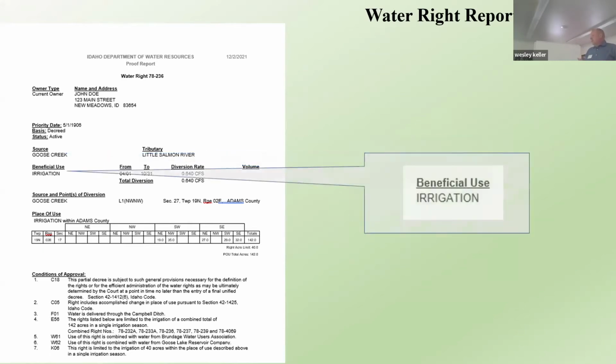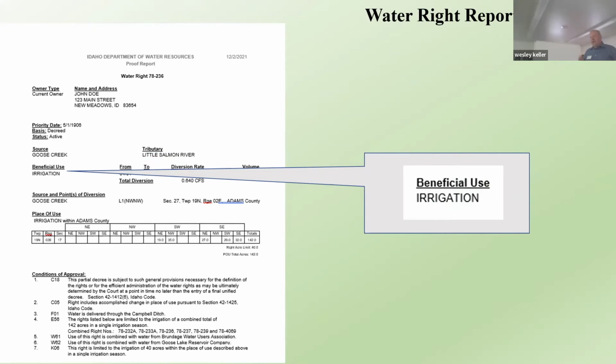Next one. Next is the beneficial use. So this is the use that the right is intended to be used for. Common uses are irrigation, stock water, domestic, commercial, municipal. There are several storage uses. Irrigation storage is one we'll touch on here in a little bit too.